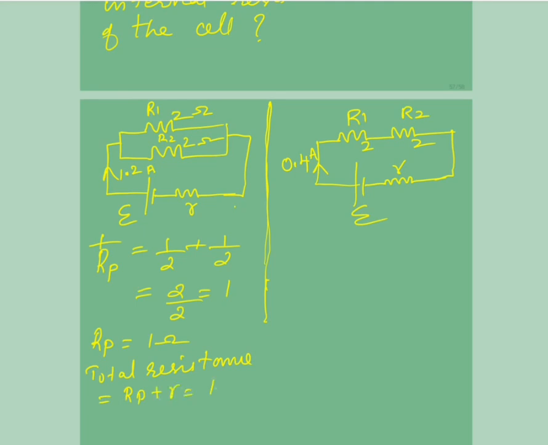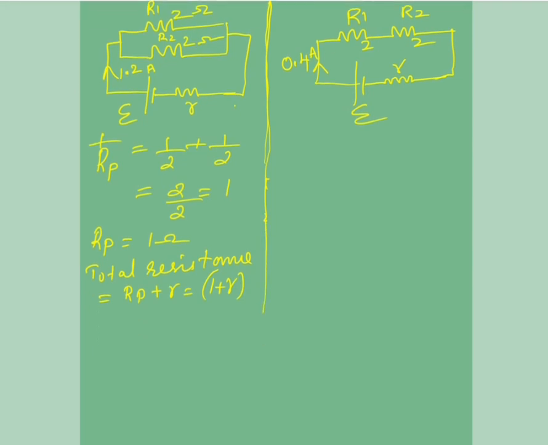Now the equation for the EMF can be written as: EMF of the cell is equal to the main current I multiplied with the total resistance. Here total resistance is 1 plus r, we already got it. Now if you substitute the current, which is given to be 1.2 ampere, you can write 1.2 instead of current. So EMF is equal to 1.2 multiplied with 1 plus r, which is equation number 1.